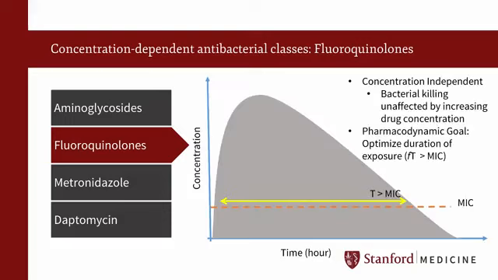The second pattern of killing is characterized by time-dependent killing, which refers to the time it takes for a pathogen to be killed by exposure to an antimicrobial agent. The goal of time-dependent killing is to optimize the duration of exposure. This pattern is most commonly observed with beta-lactam antibiotics.